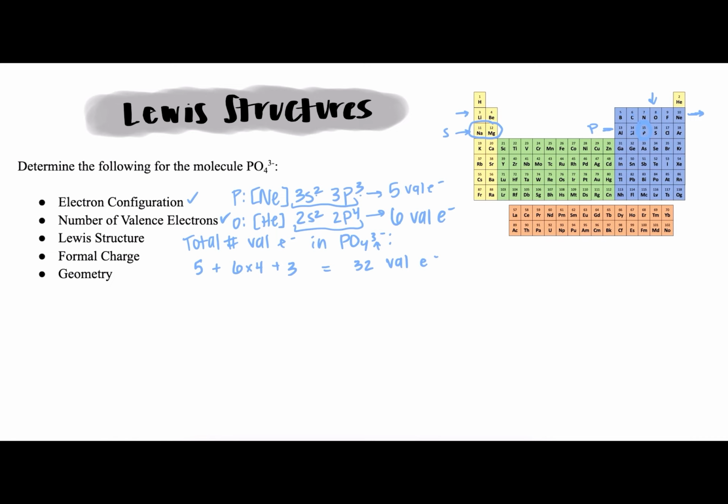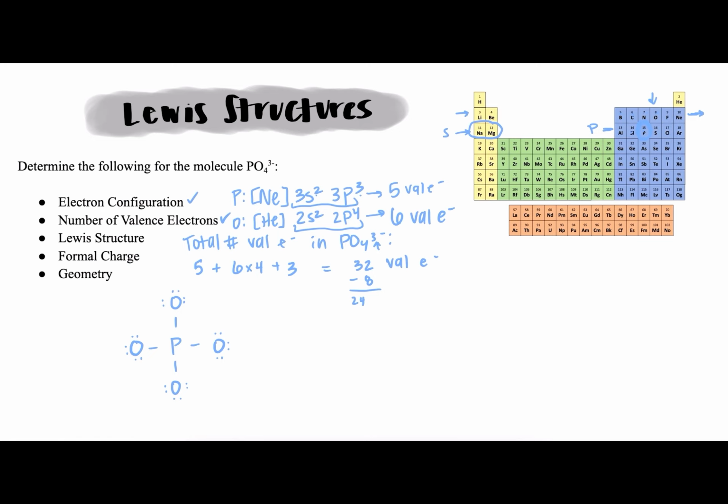So we're going to put the least electronegative element in the middle. That will be our phosphorus. And then we'll surround it by the other elements, oxygen. And then we'll add single bonds in between each phosphorus and oxygen. So that used up 8 of our valence electrons, which means we have 24 remaining. So we can go ahead and add lone pairs around each oxygen to give it a full octet. And then that used up all of the remaining 24.